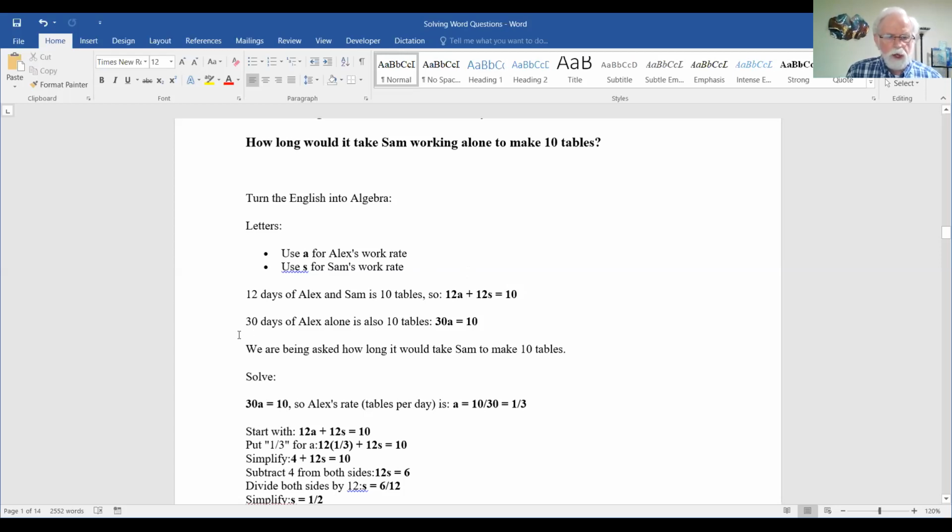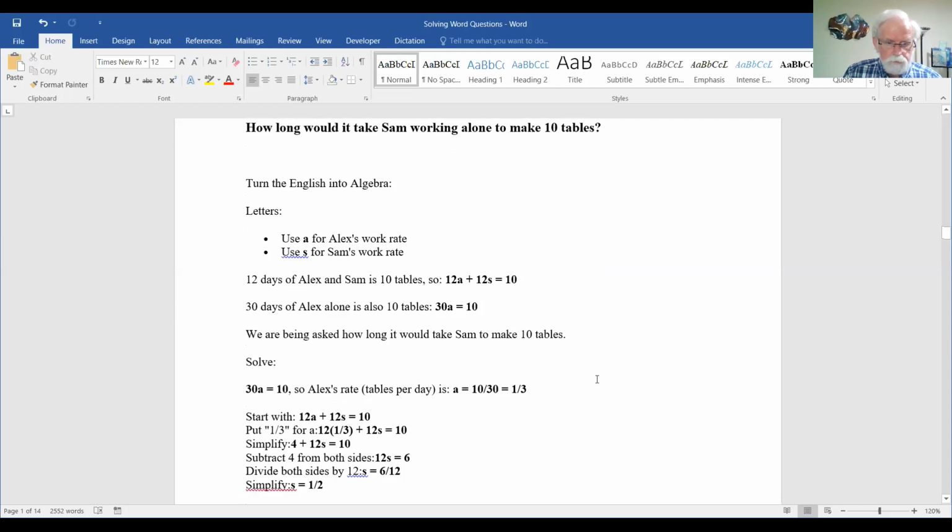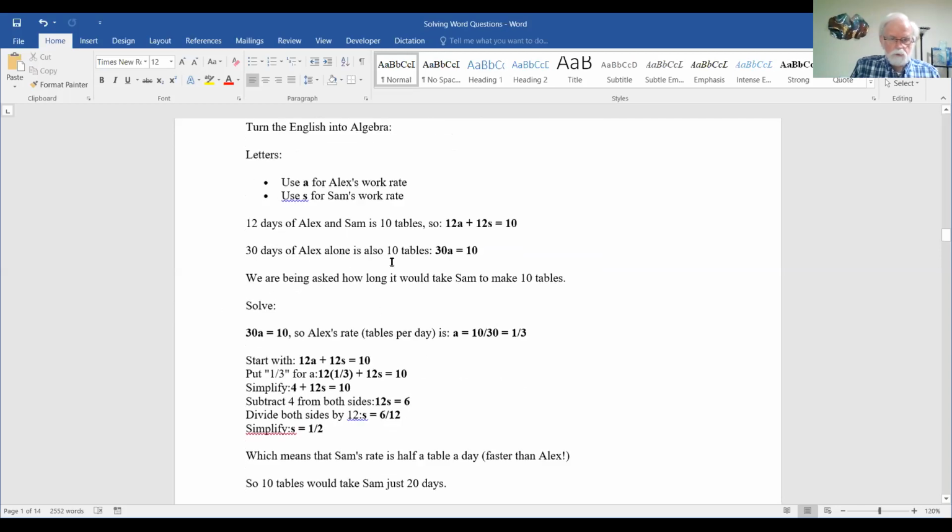So we also know that if Alex has to work alone, he can produce 10 tables in 30 days. So 30 days times Alex's rate of tables per day equals 10. What we want to do is ask how long it would take Sam to make 10 tables. So if 30A equals 10, Alex's rate per day is 1/3 of a table per day.